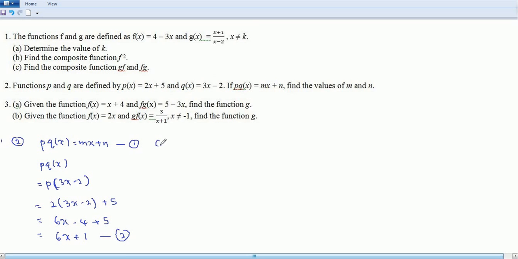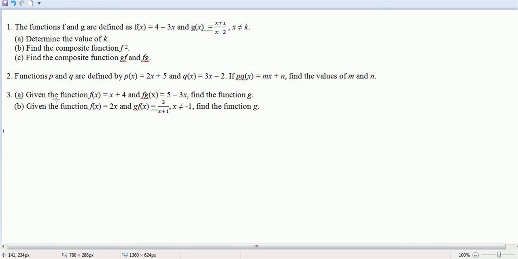So we compare 1 and 2. Then you know that this is pqx. This is also pqx. So the coefficient of x is m. The coefficient of x here is 6. So we know that m is equal to 6. How about n? N is equal to 1. Okay, then we go to the third question.